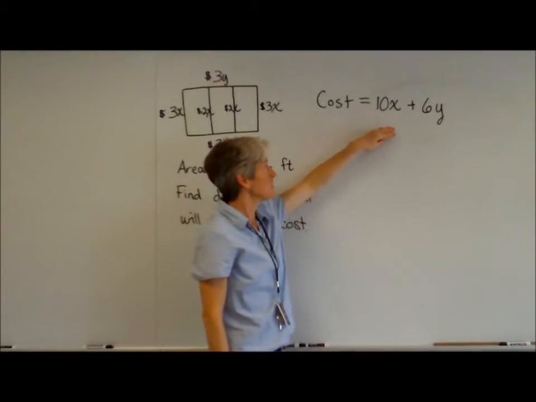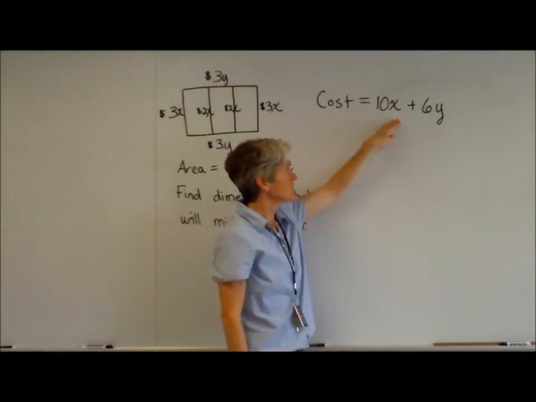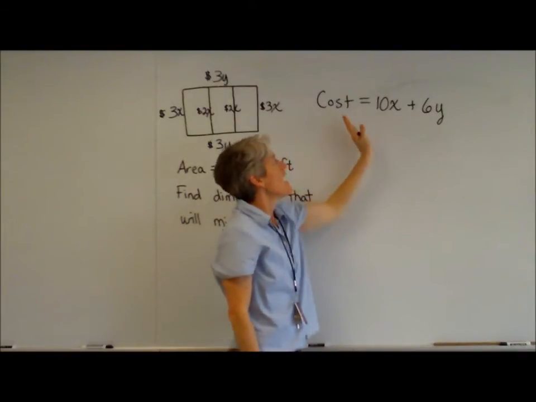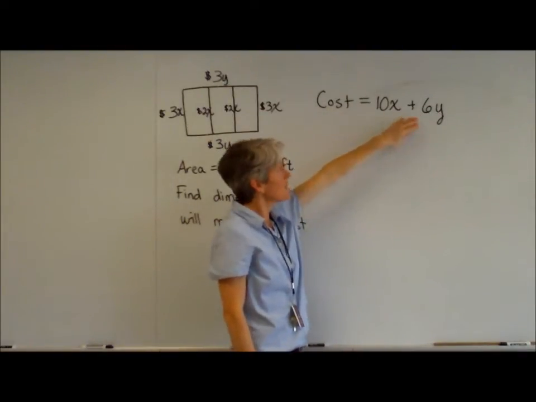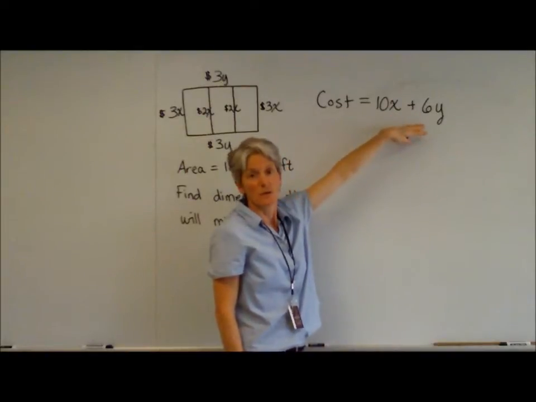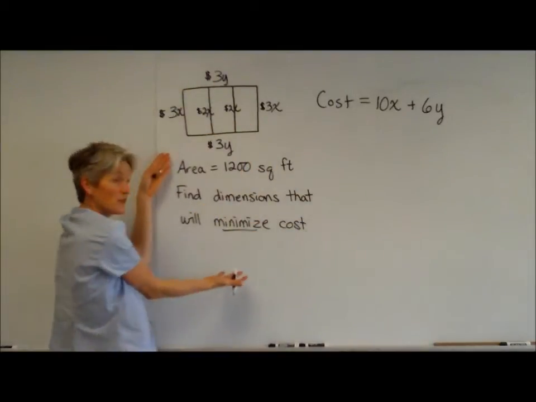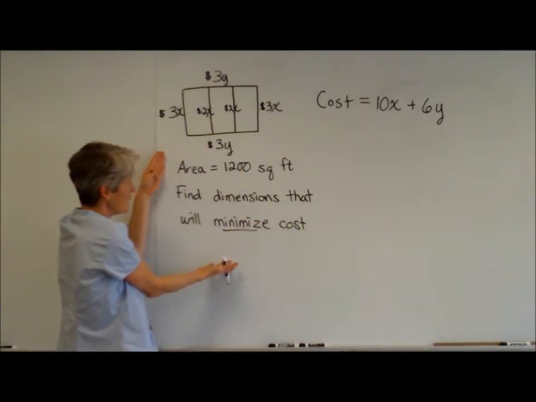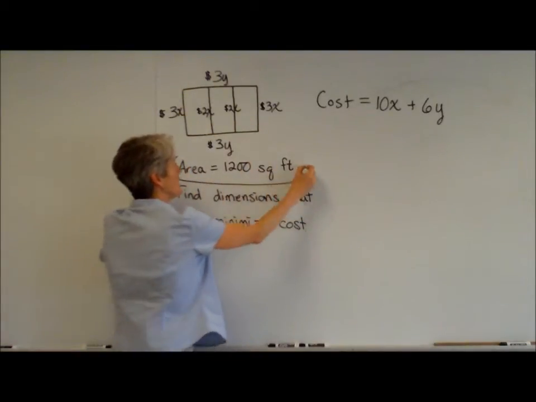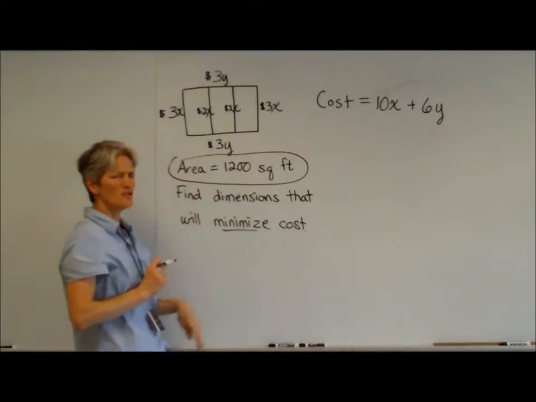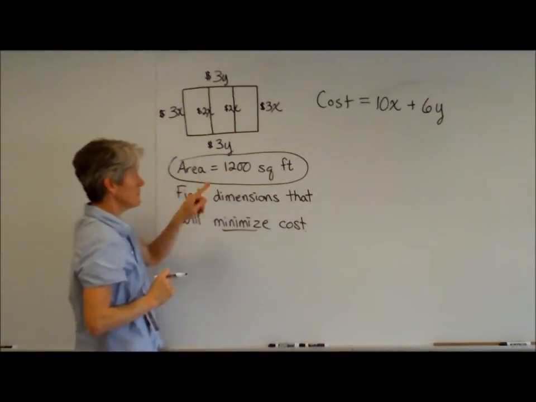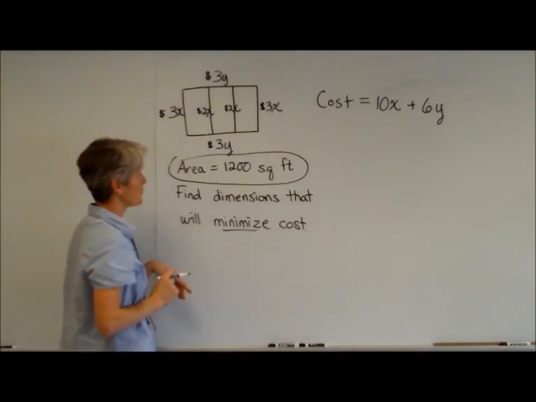But look at all these variables. I've got cost as a variable, x and y as a variable. Before I do the derivative, I want to get rid of one of these variables. We've done this a lot. So let's go back to the question and see what information I haven't used. And there we go. I know a relationship between x and y. The area is 1,200 square feet.